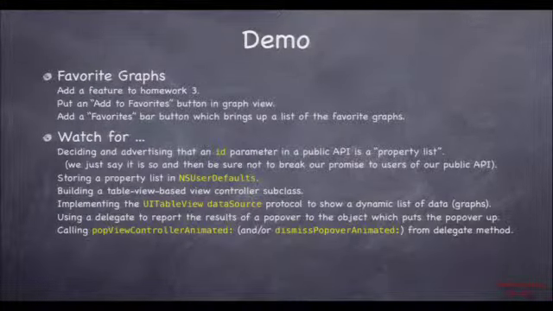All right, so the demo. This demo is going to be a little tight on time. It's the favorite graphs. I put up here what to watch for. We'll talk about the first one when we get there. We're going to store a property list in NSUserDefaults, which you should probably be used to, and you'll definitely need to do it for your next homework as well. We're going to build a UITableViewController and a custom subclass thereof. We're going to implement the data source protocol that you saw today. We are going to have a new delegate.